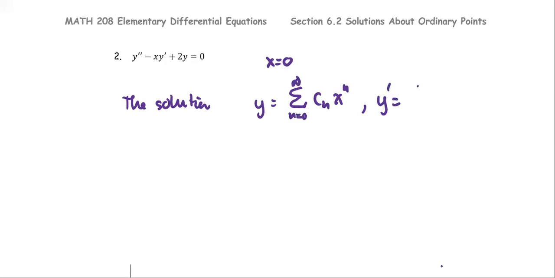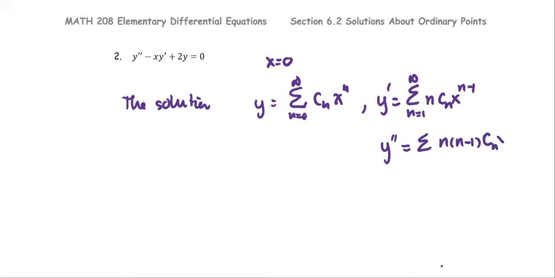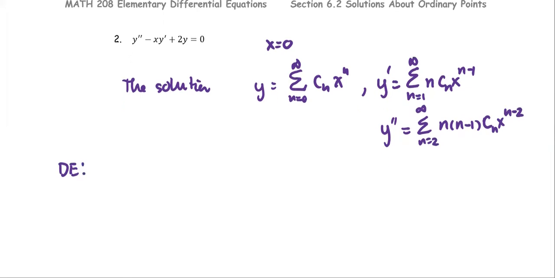Also, y prime is in the form of the summation of n times cn x to the power n minus 1, n from 1 to infinity. And y double prime is the summation of n times n minus 1 times cn x to the n minus 2, n from 2 to infinity. We're going to substitute into the differential equation.